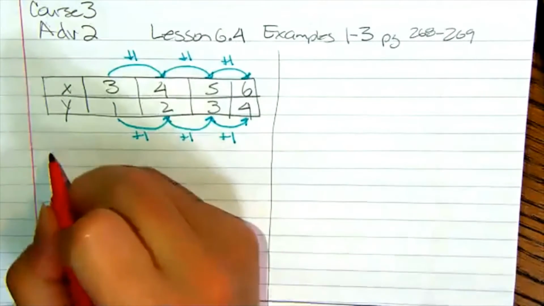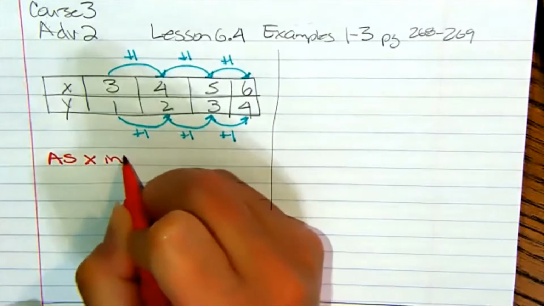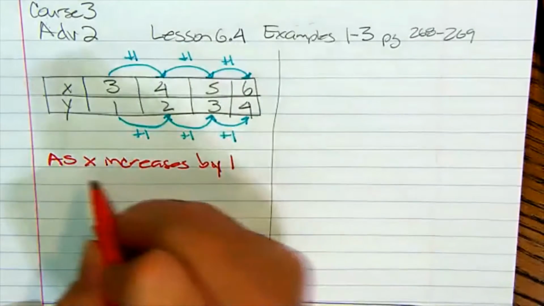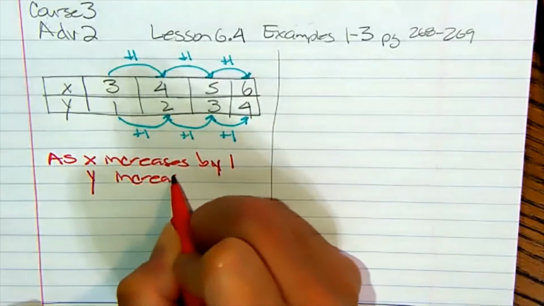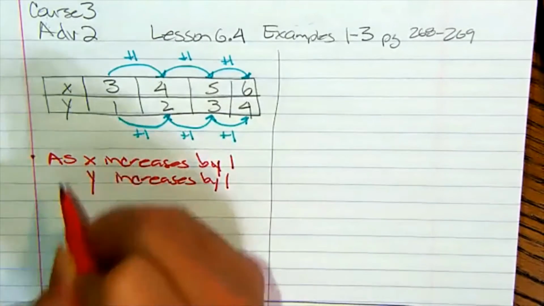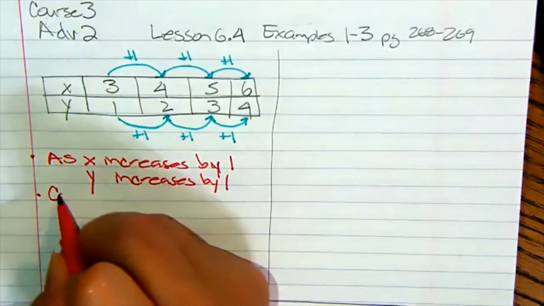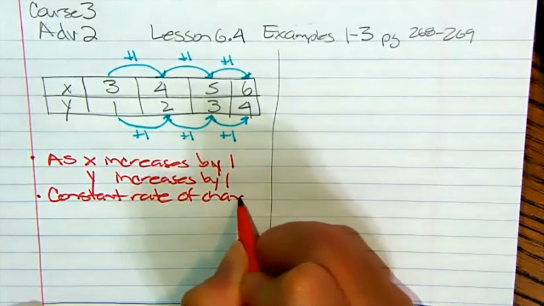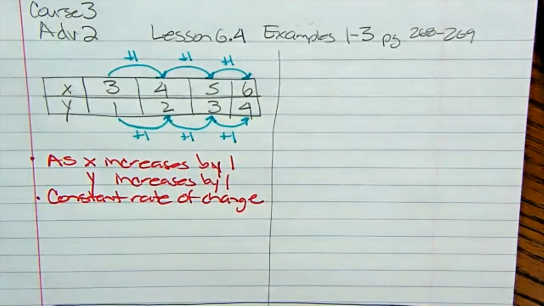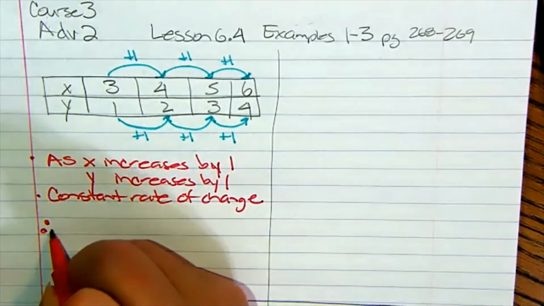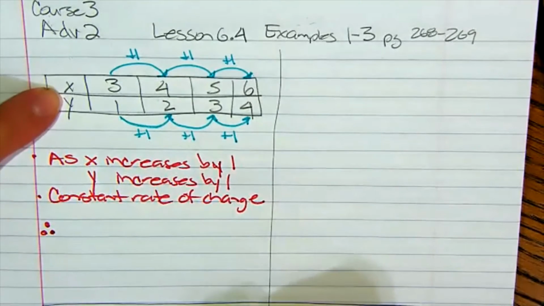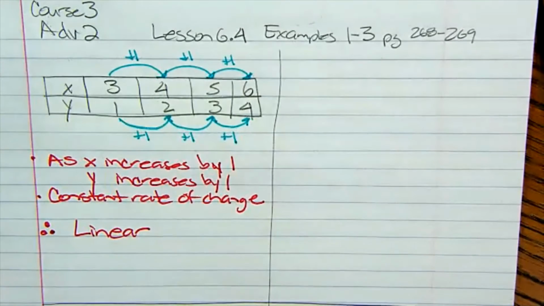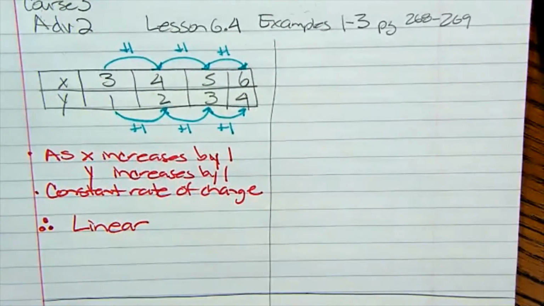So as x increases by 1, y increases by 1. We have a constant rate of change. My pattern is constant. Therefore, this table represents a linear function. It is linear.